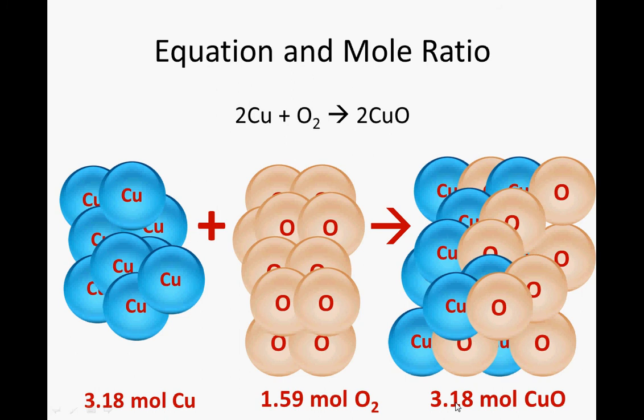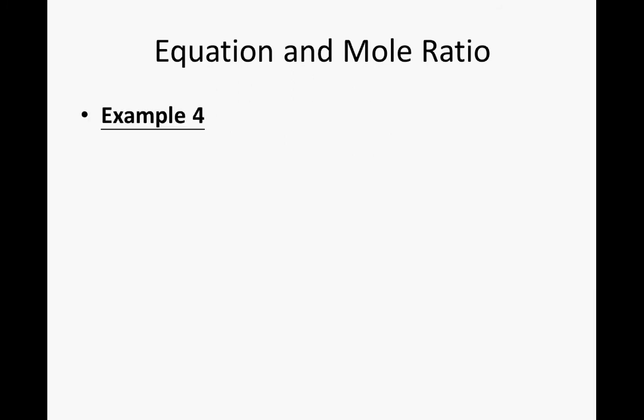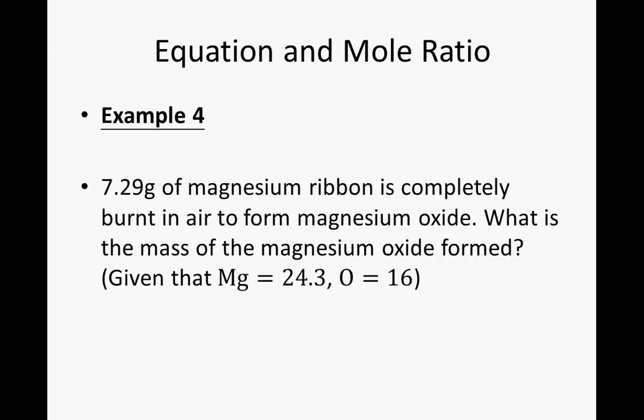The chemical equation tells us one very important piece of information: the mole ratio can be deduced from the coefficients of the species. From the equation it is 2 to 1 to 2. Then we can say this is the mole ratio of every reaction between Cu and O. The mole ratio must be the same. Okay, so next we can look at example 4 using this concept.